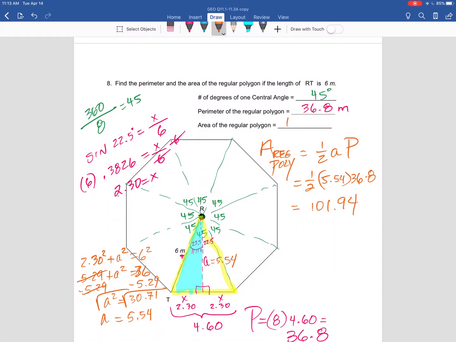101.94. Let's put it up here. 101.94. How about units? It is area. Yep, there it is, meters squared.